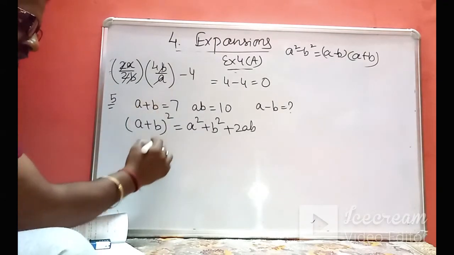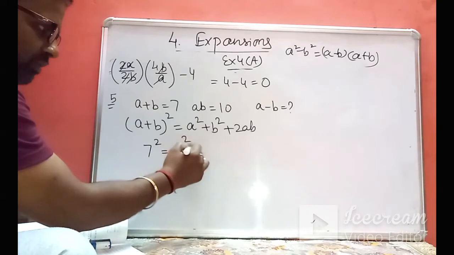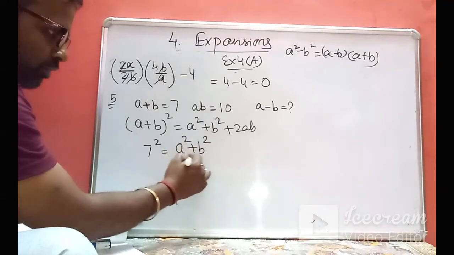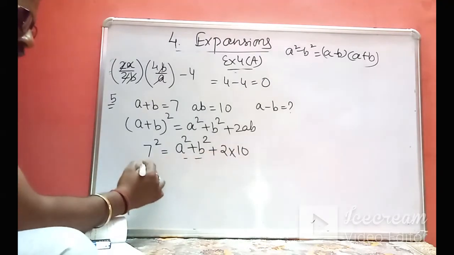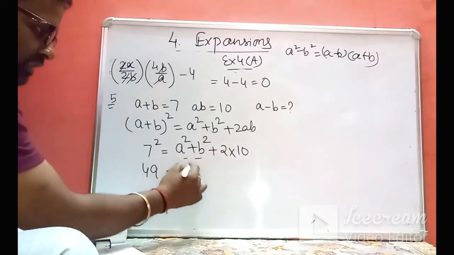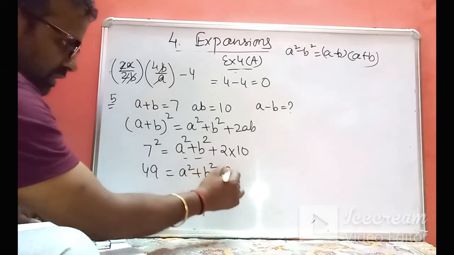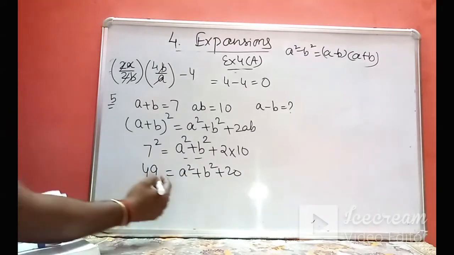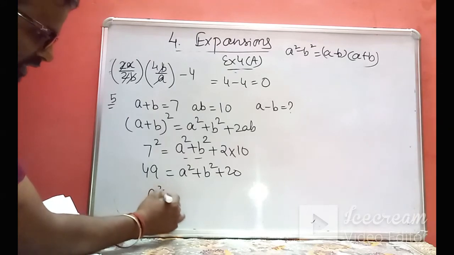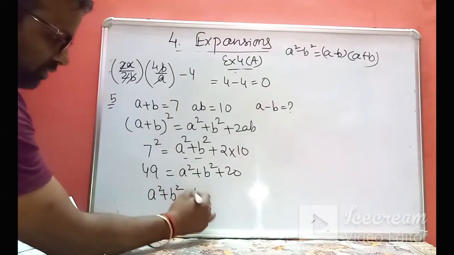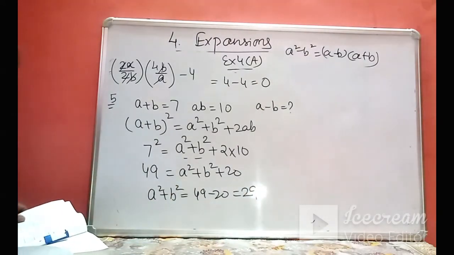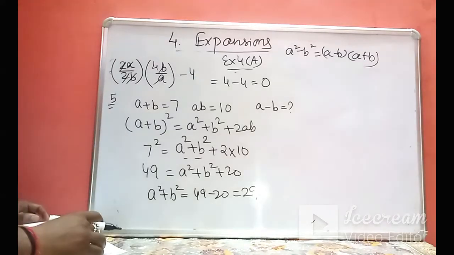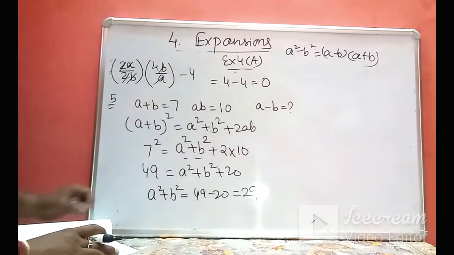What is a plus b? 7. Then this whole quantity we do not know. Then ab is 10. So here we got 49 equal to a square plus b square plus 20. So finally we got a square plus b square is 49 minus 20, that is 29. So this is our value of a square plus b square. Now why have we taken out this value? Because we need the value of (a minus b) whole square.